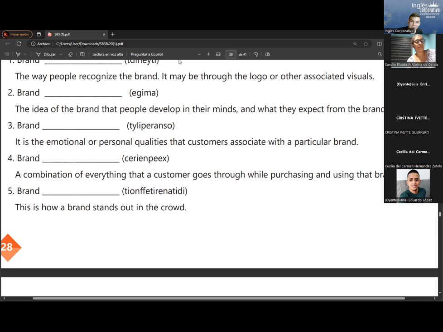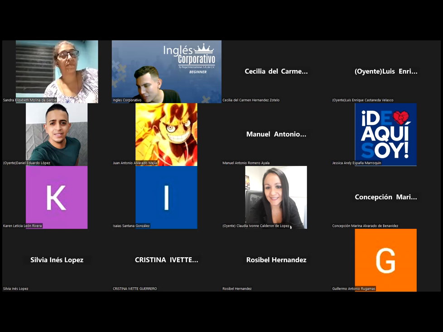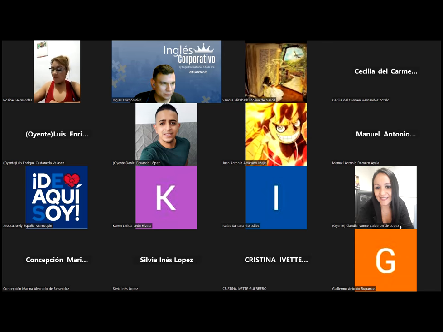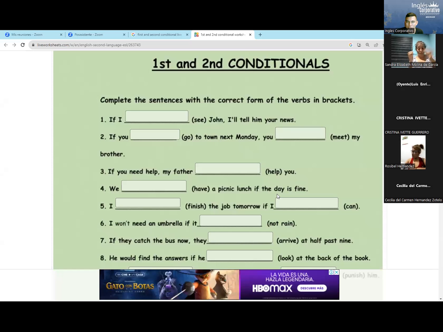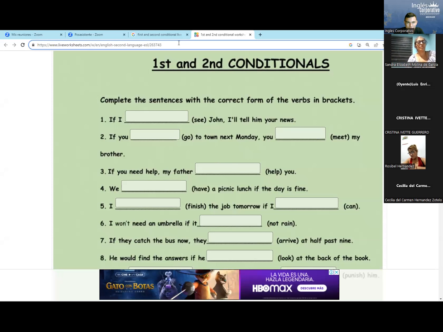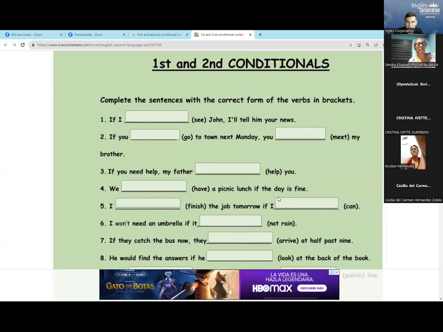All right, excellent. Well, in the previous classes, I guess we still have time to practice one of the structures that we studied in the previous class. We already studied conditional one and two. But now let's see if we can identify which condition it is, depending on the context. Okay, I'm going to share with you the link in case you want to do it with me. We're gonna work together. Here you have the link if you want to work on it.